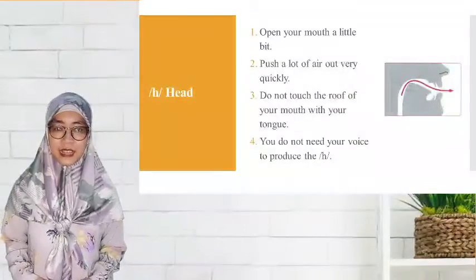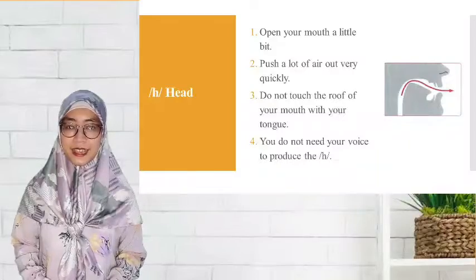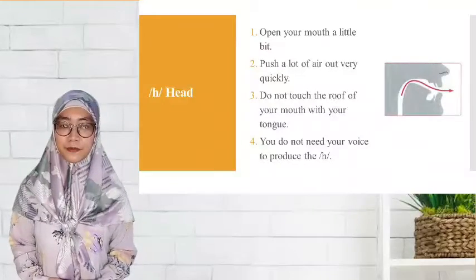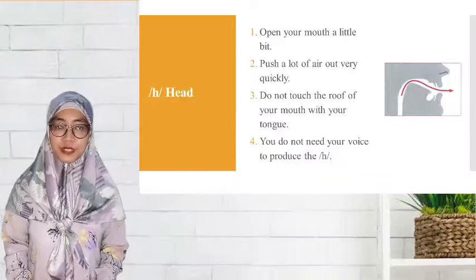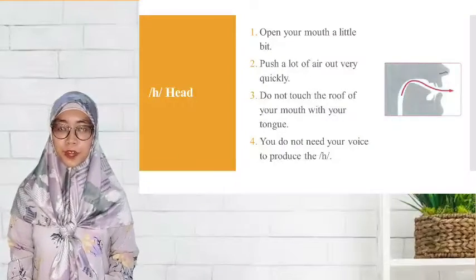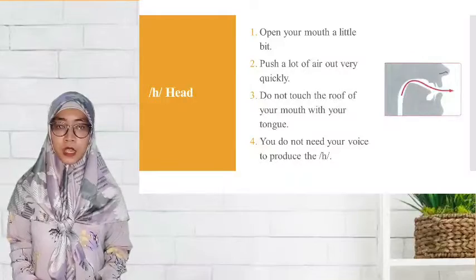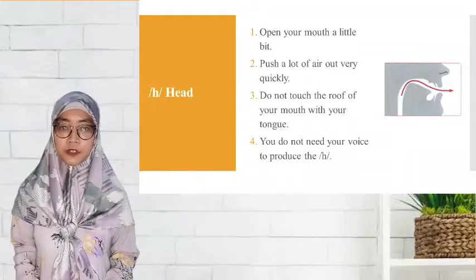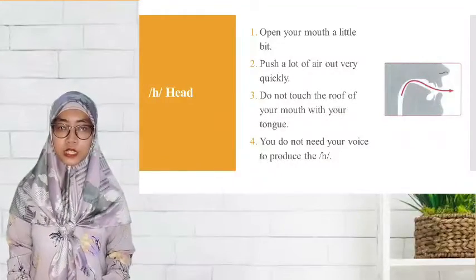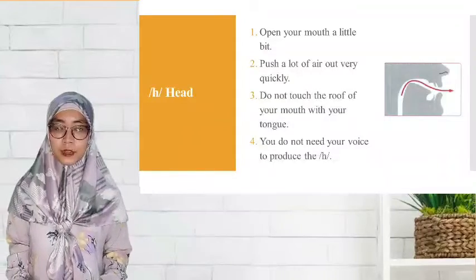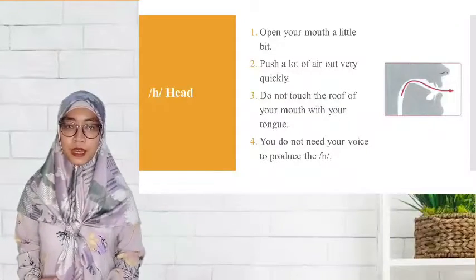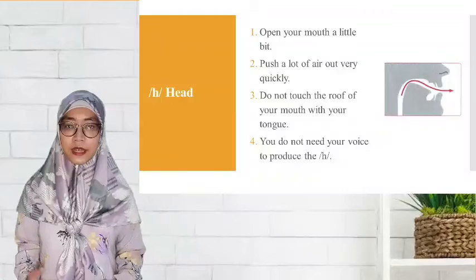Go to the first sound, which is h, as in the word hat. How to produce the sound? You need to open your mouth a little bit and push a lot of air quickly. Do not touch the roof of your mouth using your tongue, and you do not need your voice to produce the h sound. H, h, h.